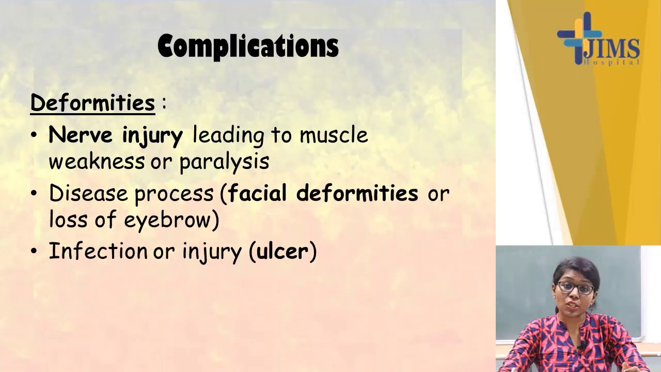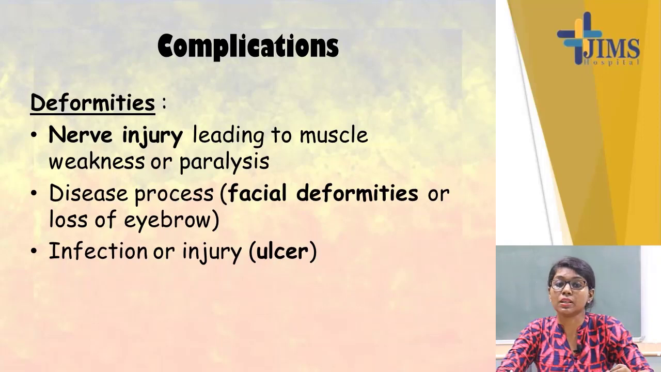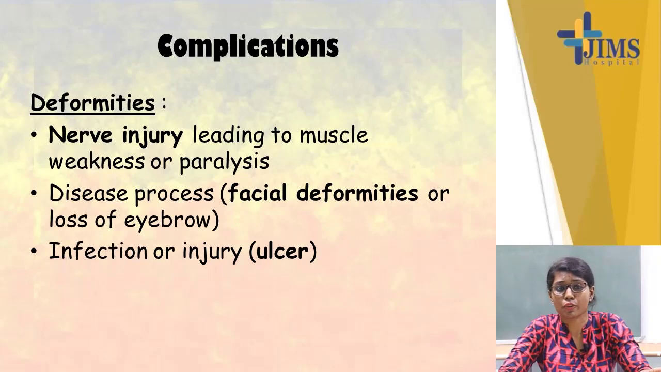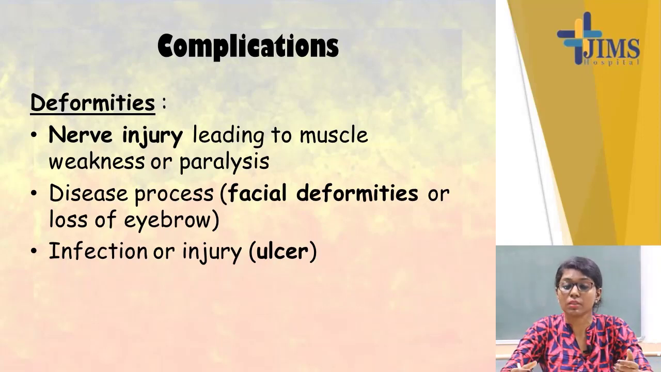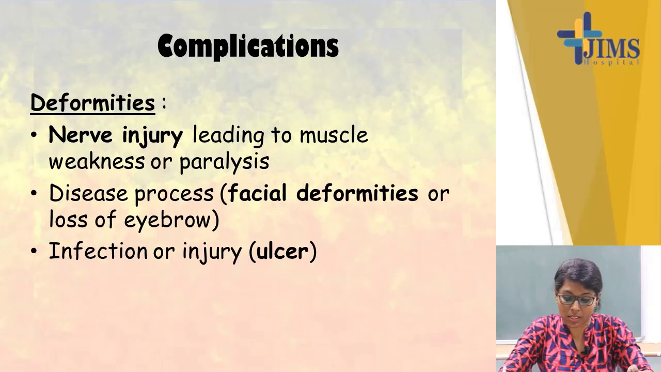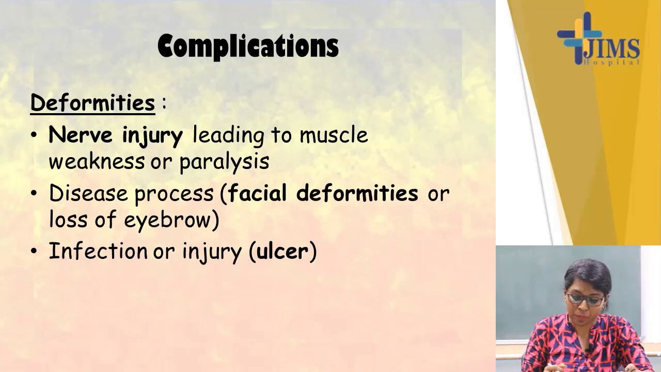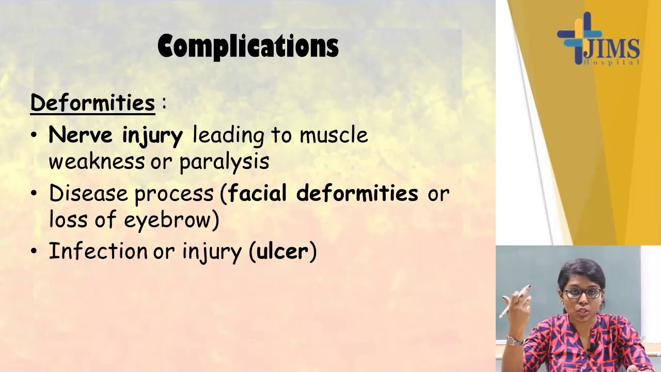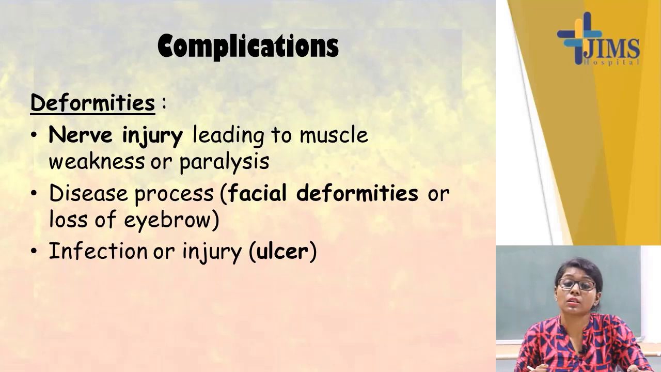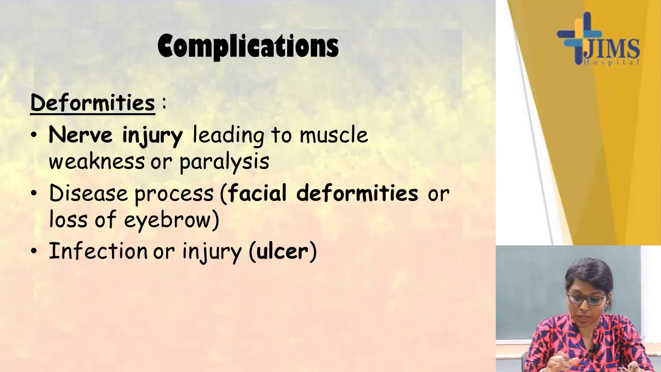Now, what complications can it cause? There can be deformities. What deformities can it have? Nerve injury, there will be muscle weakness and paralysis. Facial deformities, remember the leonine facies I have shown you? That is a deformity that will show. Moreover, there will be loss of eyebrow and loss of eyelashes, and there will also be infection or injury.